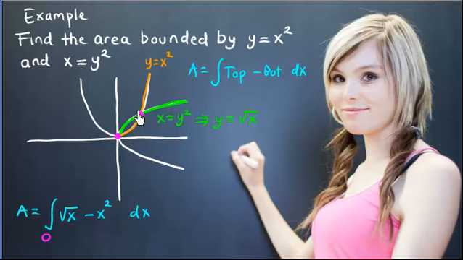So start from 0. And the second pink dot can be solved by setting x squared equals square root of x. Okay, if you solve x squared equals square root of x for x, you will find that x is equal to 1. Okay, so this is 1, and that's 0. So the area will be the integral from 0 to 1 of square root of x minus x squared dx. Okay, let's try to compute that.